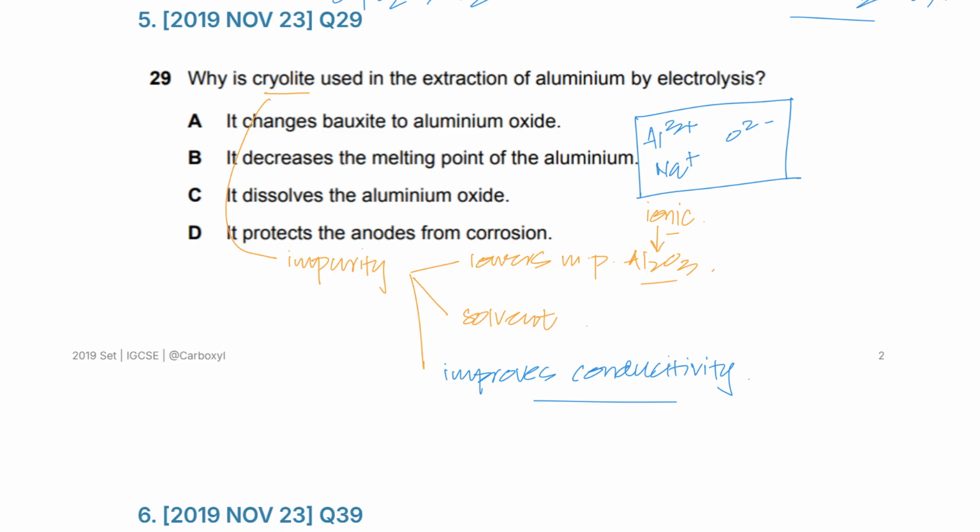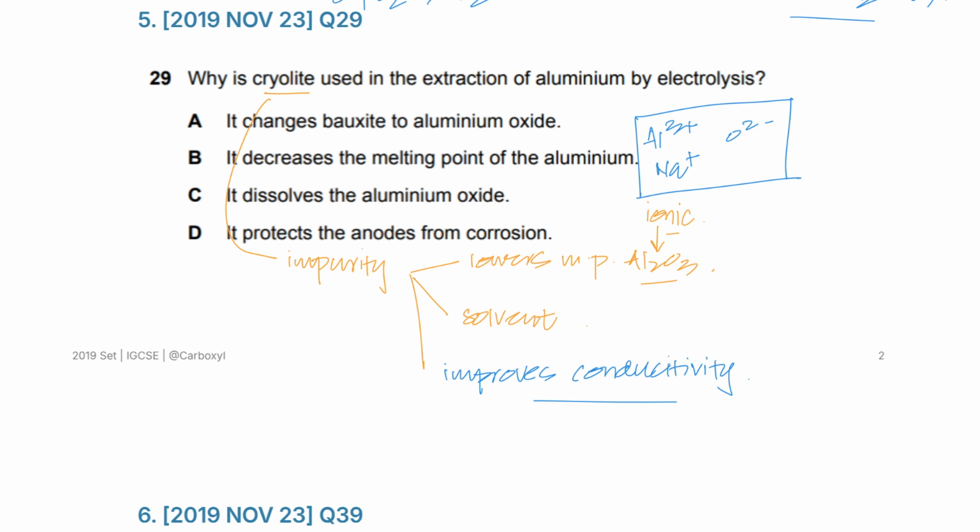and the more ions there are, the more the electrical conductivity is improved, because more ions mean that more particles are there to carry the charge, right? So that's what it does. Now, it changes bauxite to aluminum oxide?